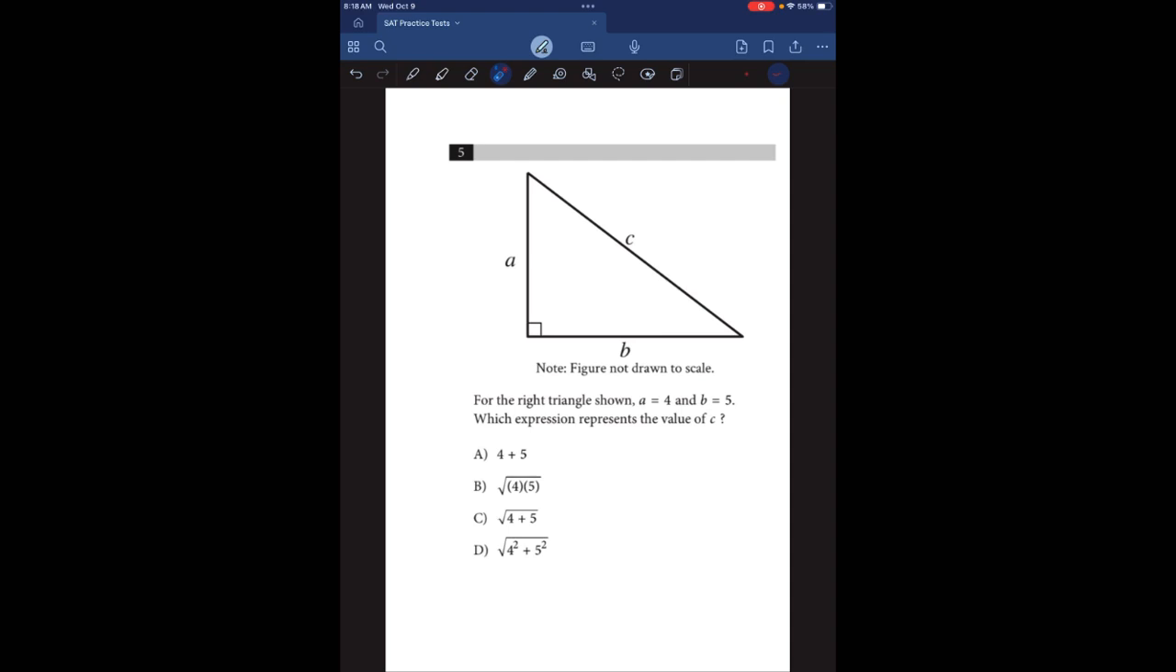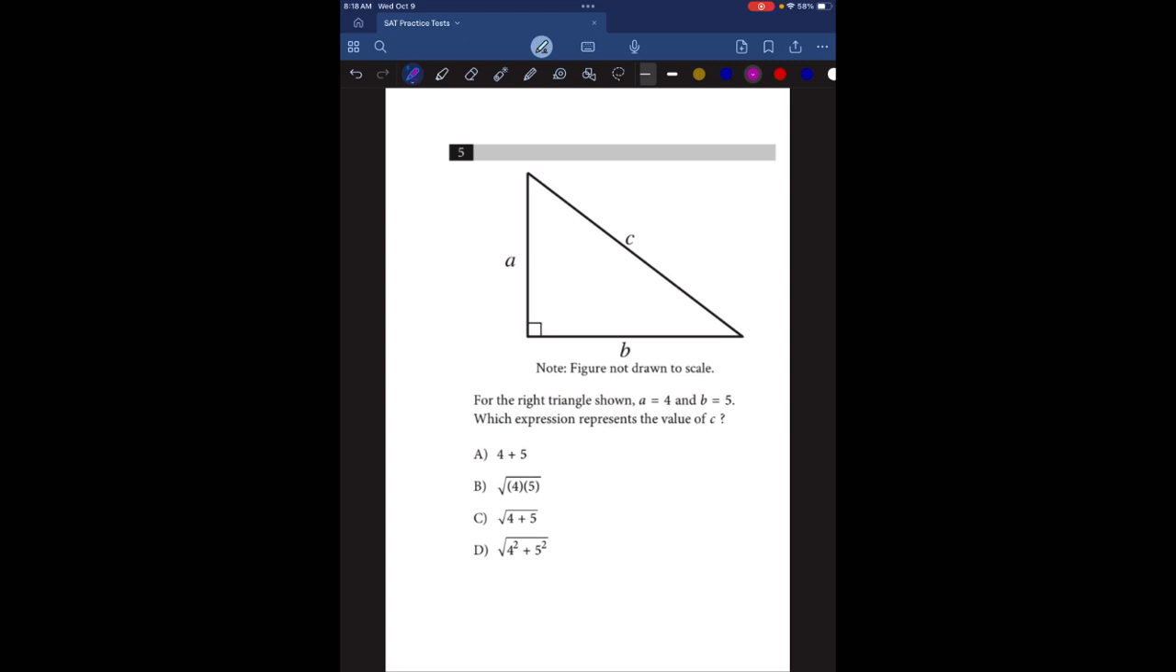All right, everybody, welcome back to another fantastic question. This is a geometry question. It's coming from our first SAT practice test, but the second module, and this is question number 5, so hopefully we can find a quick and easy way to do this.